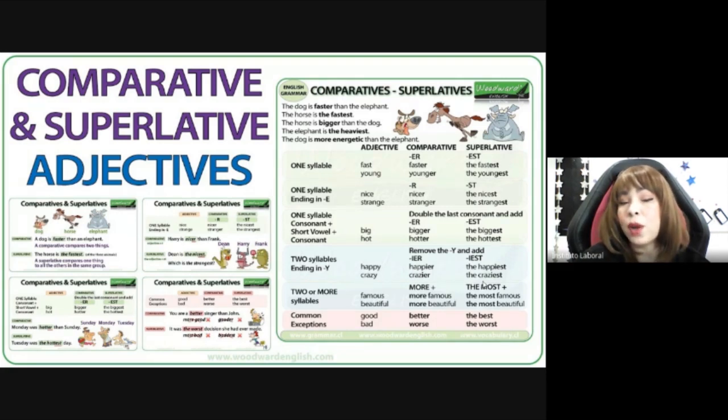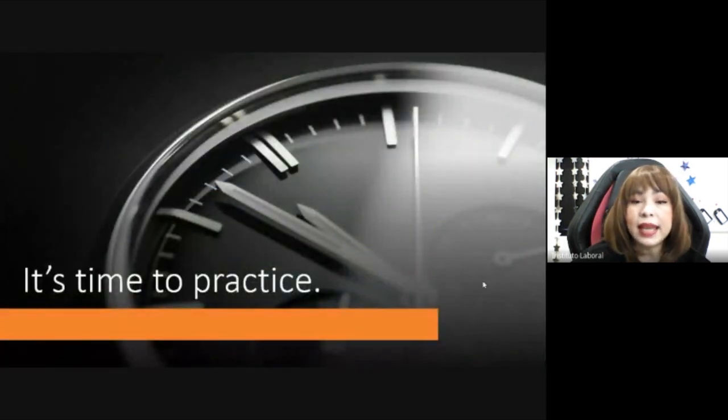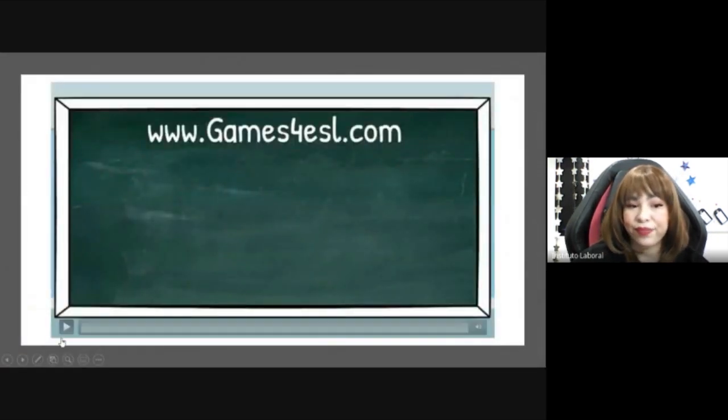Remember, there are some common exceptions. Those are called irregular adjectives. We have, for example, good, whose comparative form is better, and the superlative, the best. Bad, worse, the worst. It's time to practice.